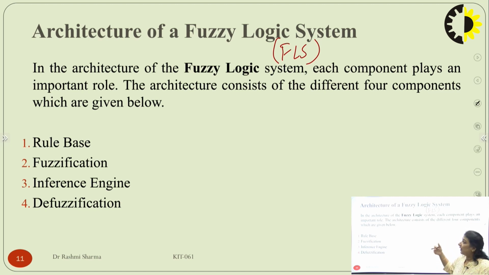So in this architecture of the fuzzy logic FLS system, we have 4 components, and each and every component plays a very important role. So the architecture has different components. First is the rule based system. Definitely this rule based system is somewhat in a normal language or a student language. If I tell you, it's somewhat like your if then else loops or your decision trees. If this then this, if this then this, if this then this. So you have these if then else loops.